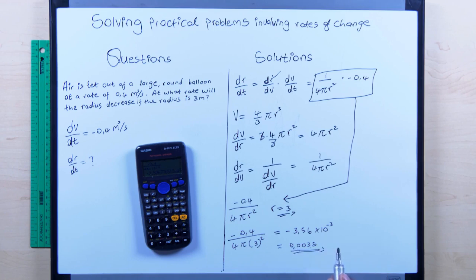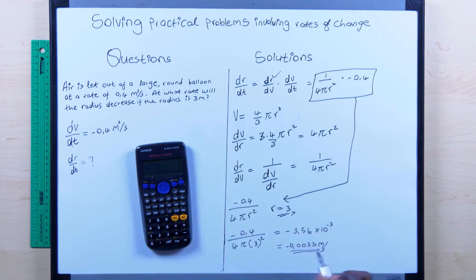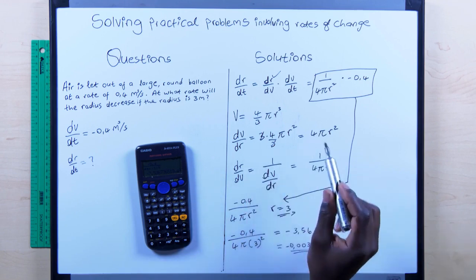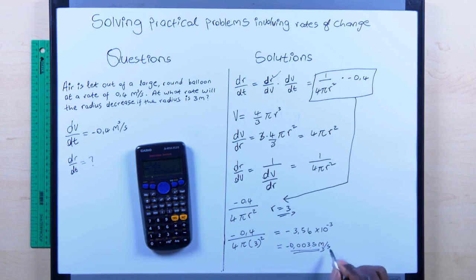So at what rate will the radius decrease? If the radius is 3 meters, the radius will decrease at a rate of 0.0035 meters, because the radius is in meters, and this is the derivative of a radius with respect to time, so per second.